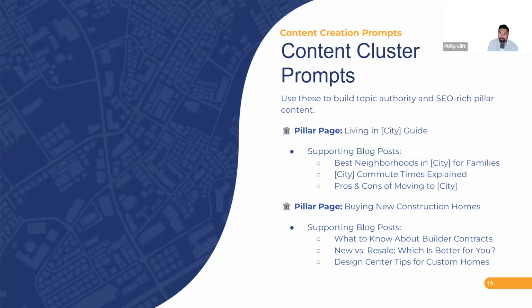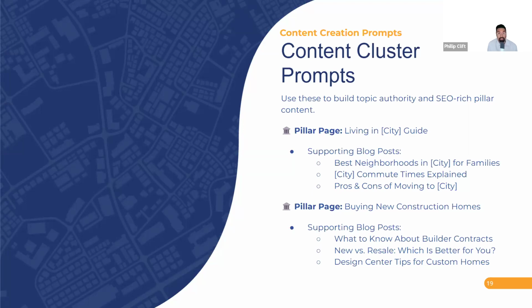So I have one pillar page here in my example, and my supporting blog posts can be: best neighborhoods in Louisville for families, Louisville commute times explained, pros and cons of moving to Louisville, right? So I've taken that one pillar page and created supporting blogs that are going to link back to that community page.